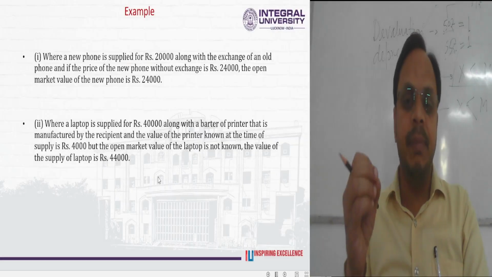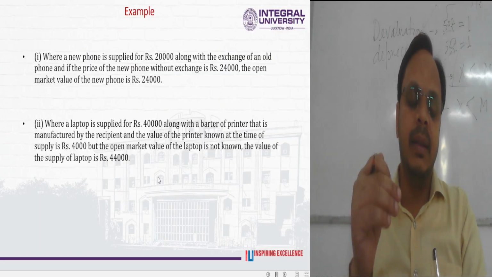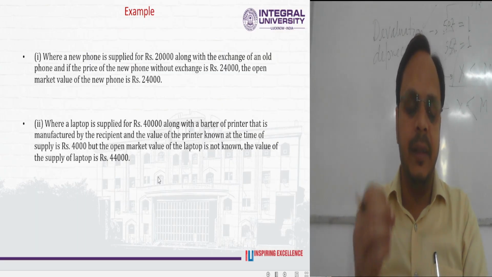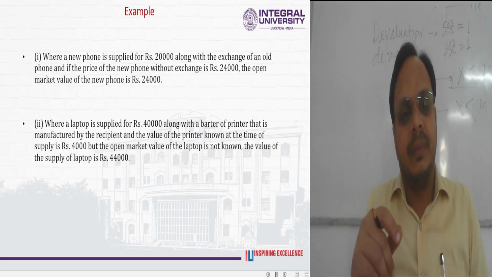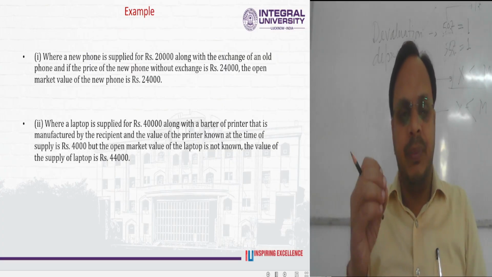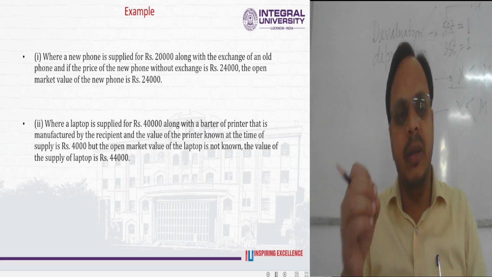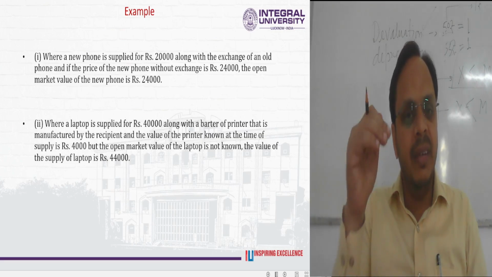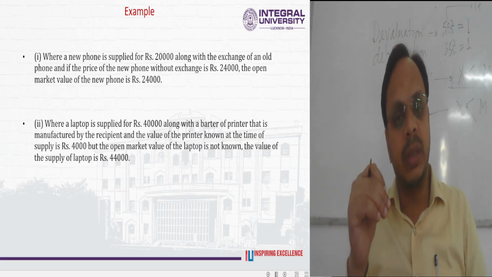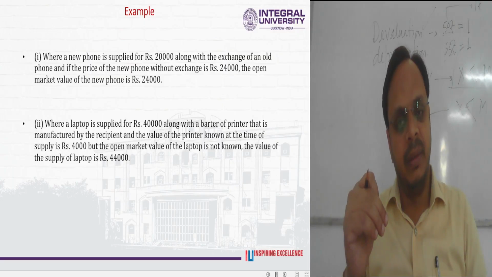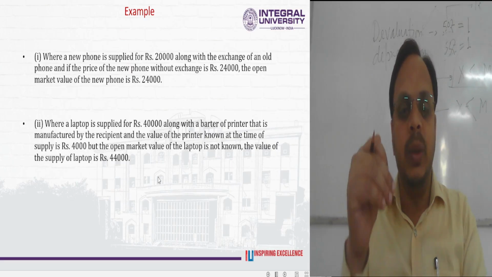With the help of examples, we can understand the concept of the valuation method and rule that we had just discussed in our previous slide. First example: a new phone is supplied for 20,000 along with the exchange of an old phone, and the price of the new phone without exchange is 24,000. The open market value of the new phone is 24,000.